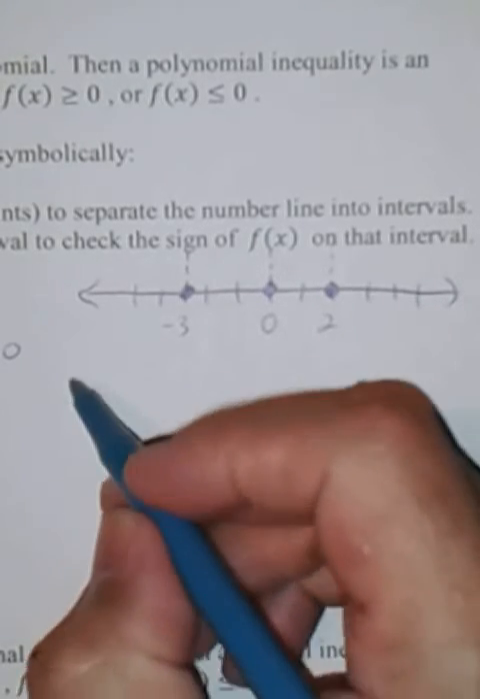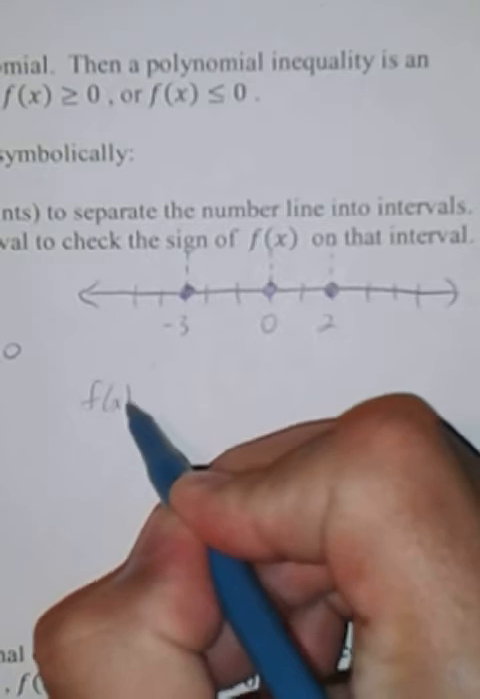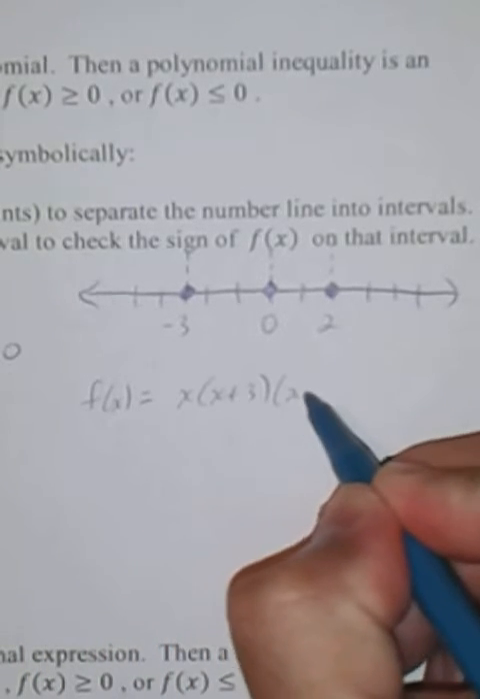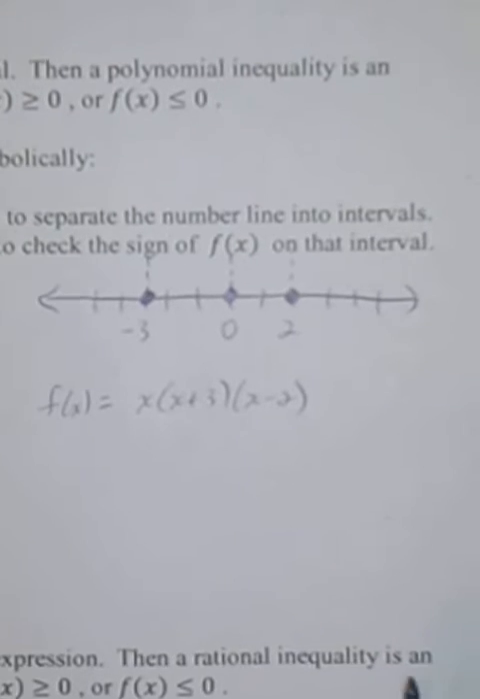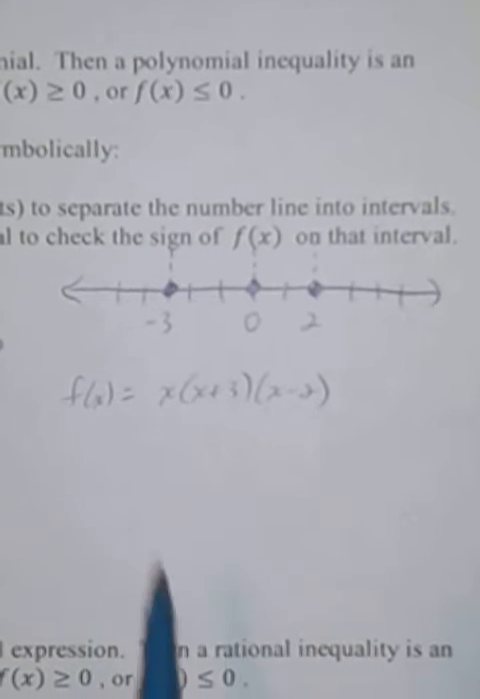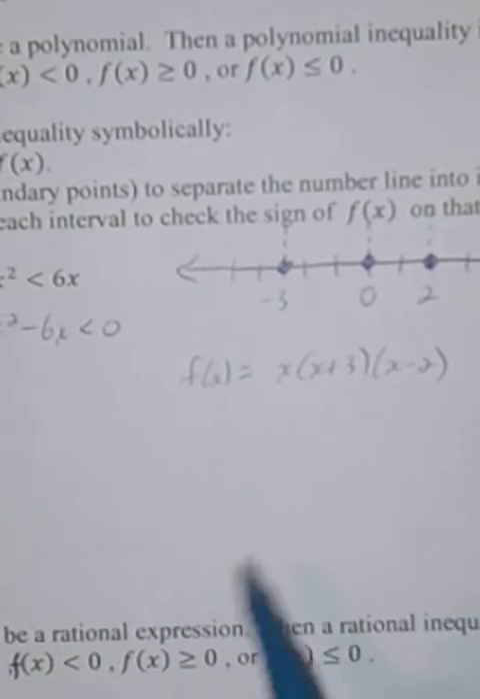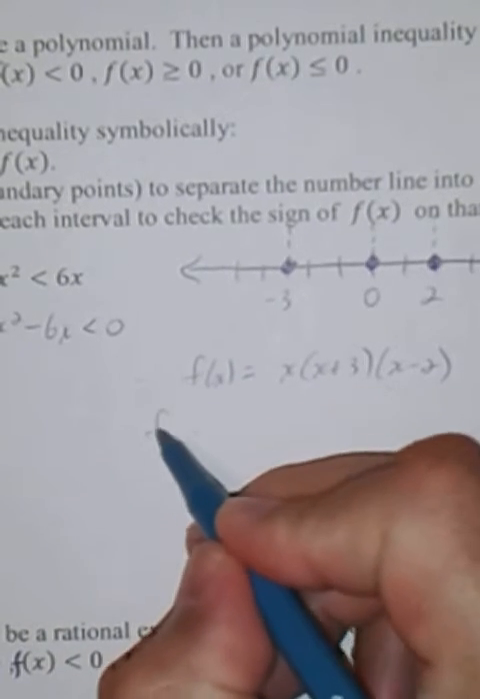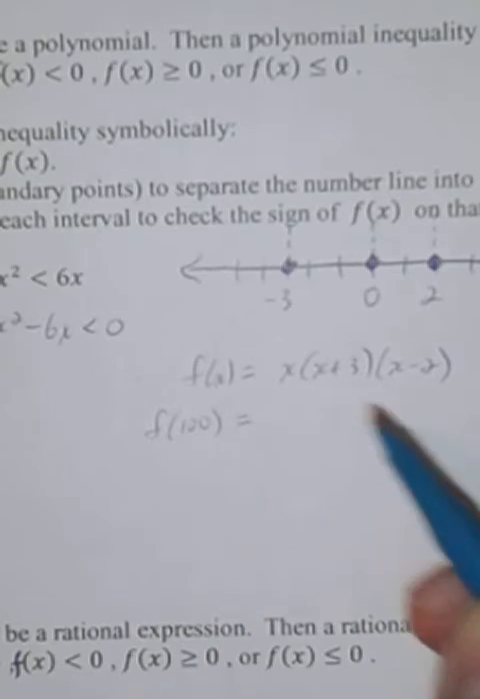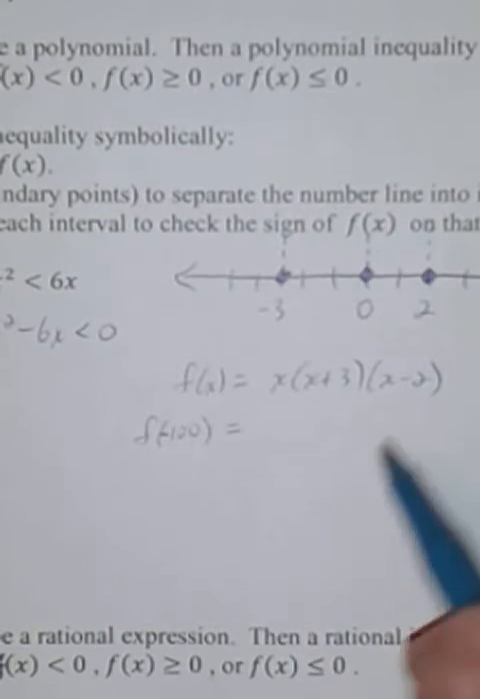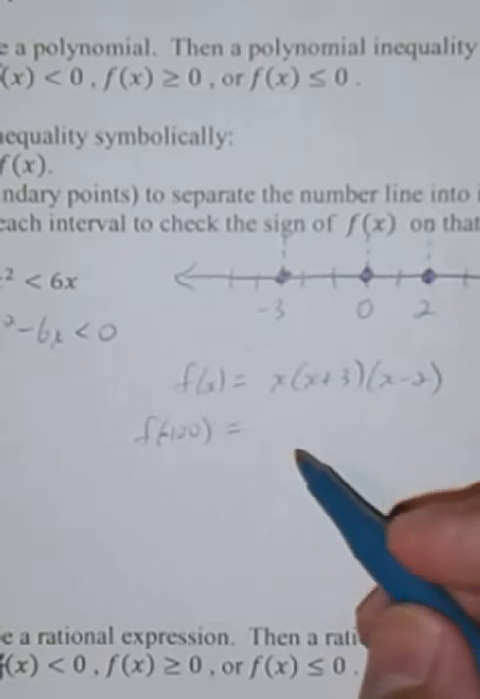All right, I'm going to write my function over here. I'm going to say f of x equals x times x plus 3 times x minus 2. Okay, and then I'm going to pick some values of x in each interval. So for the interval from negative infinity to negative 3, I'm going to pick f of negative 100. And I don't really want to evaluate f of negative 100. I just want to know the sign. Remember, that's what we're looking for.